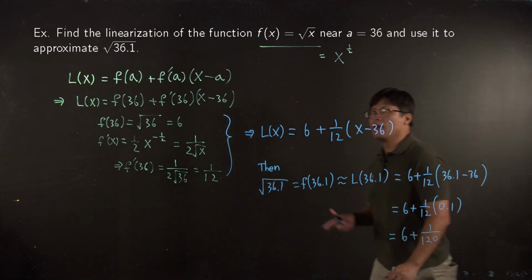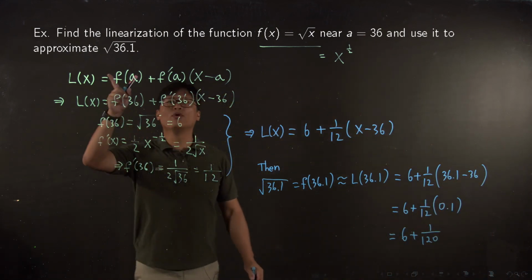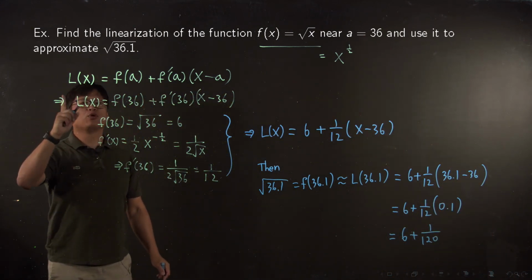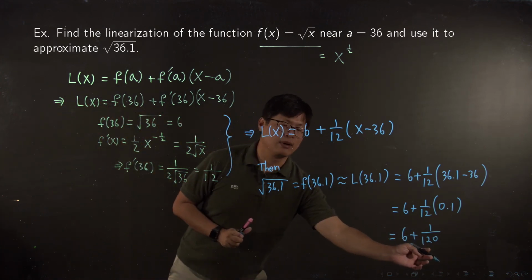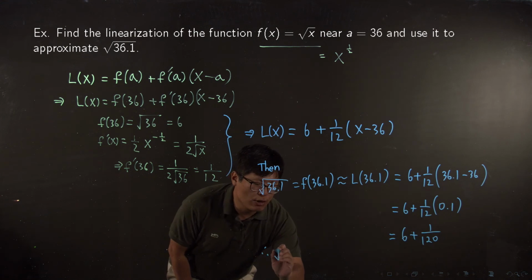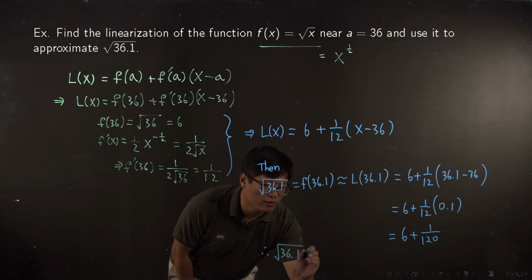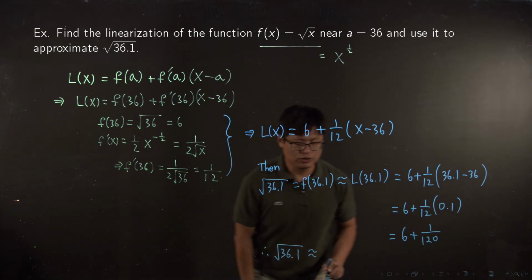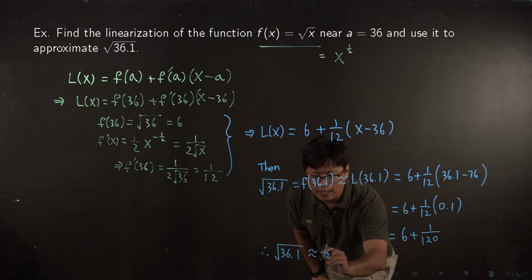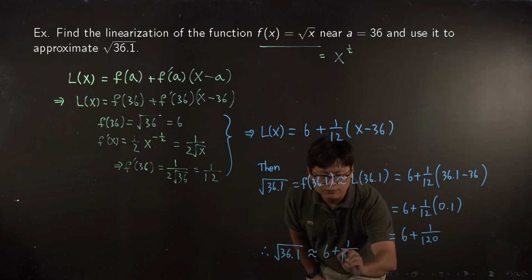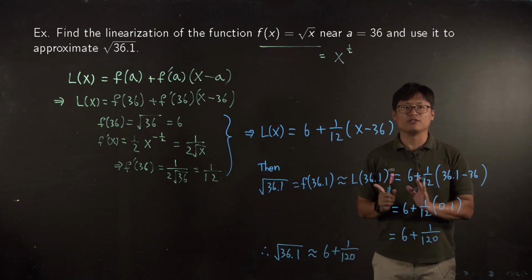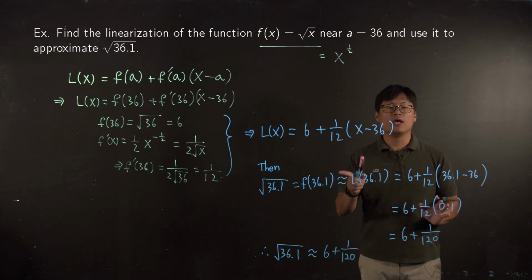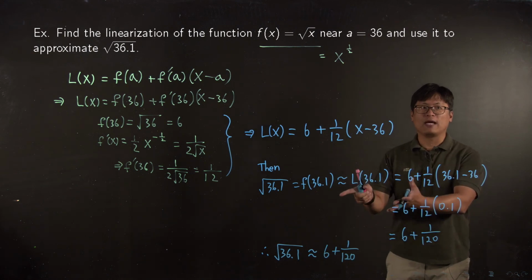Do you remember at the beginning of this problem, we assumed square root of 36.1 will be a little bit bigger than 6? How little? This little. So I can say square root of 36.1 can be approximated linearly by this value. But keep in mind, this is not the exact value. There's no way to find the exact value, but we just approximate how big it is.